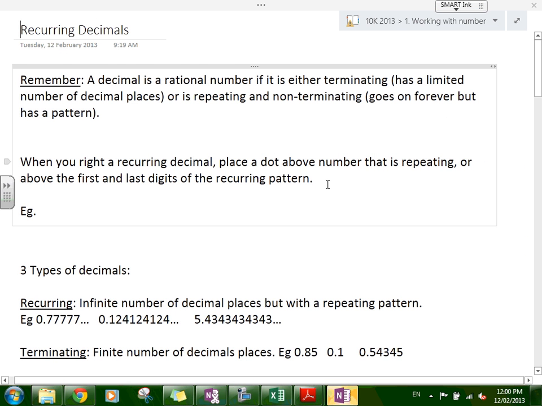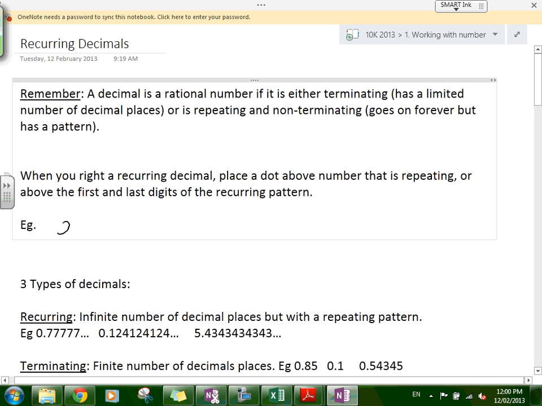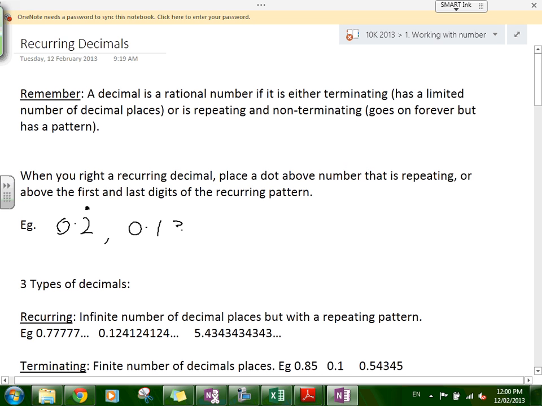So you might have 0.2 repeating, you put a dot above the 2. Okay? You might have 0.13 repeating, that means it's 0.1333333. Okay, 3 is repeating forever. Or you might have 0.15, and if the 1 and the 5 are repeating over and over again, you put a dot above both. That means this pattern is repeating 15, 15, 15.